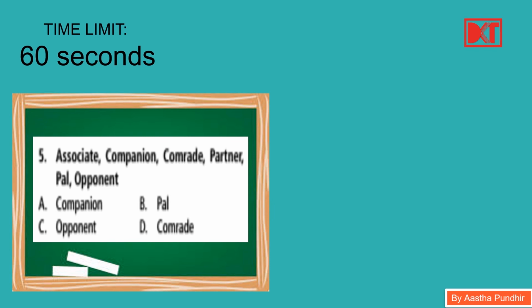Okay, so here the words are associate, companion, comrade, partner, pal, opponent. Here the odd one out is opponent. Now opponent refers to someone who is your competition. Alright, whereas others like associate, companion, comrade, partner, pal, they refer to your friend or your loved ones, your well-wishers. All right. Opponent is someone who is competing with you. All right.